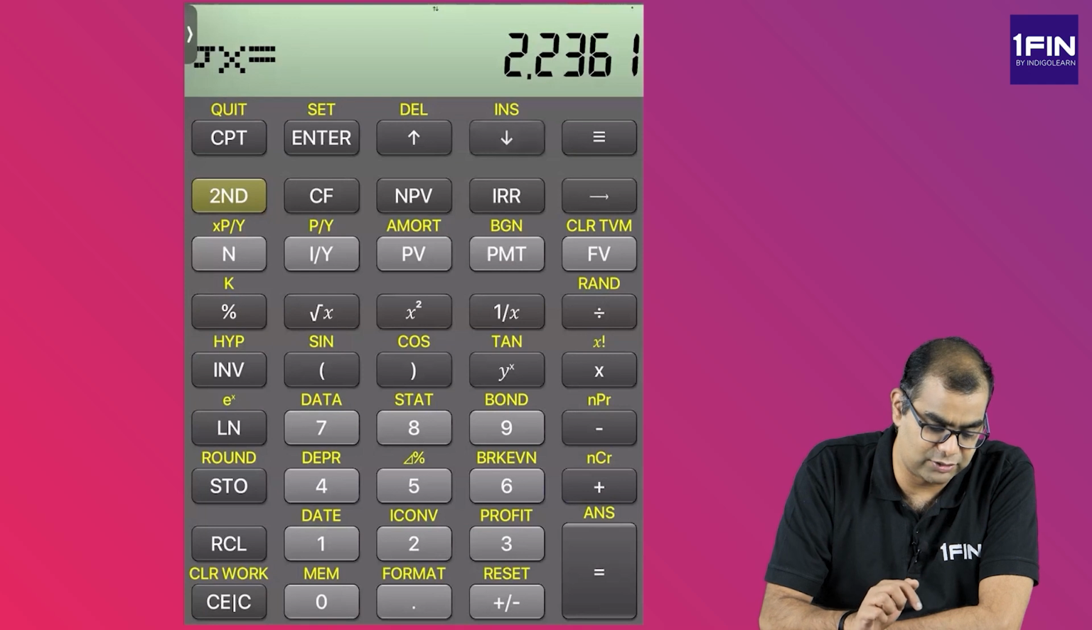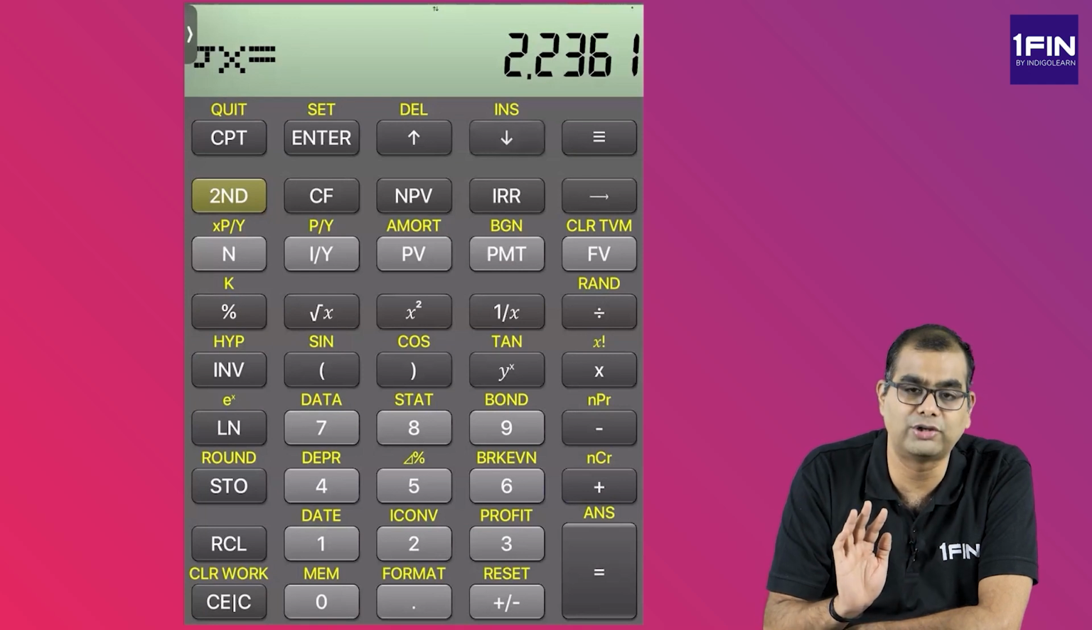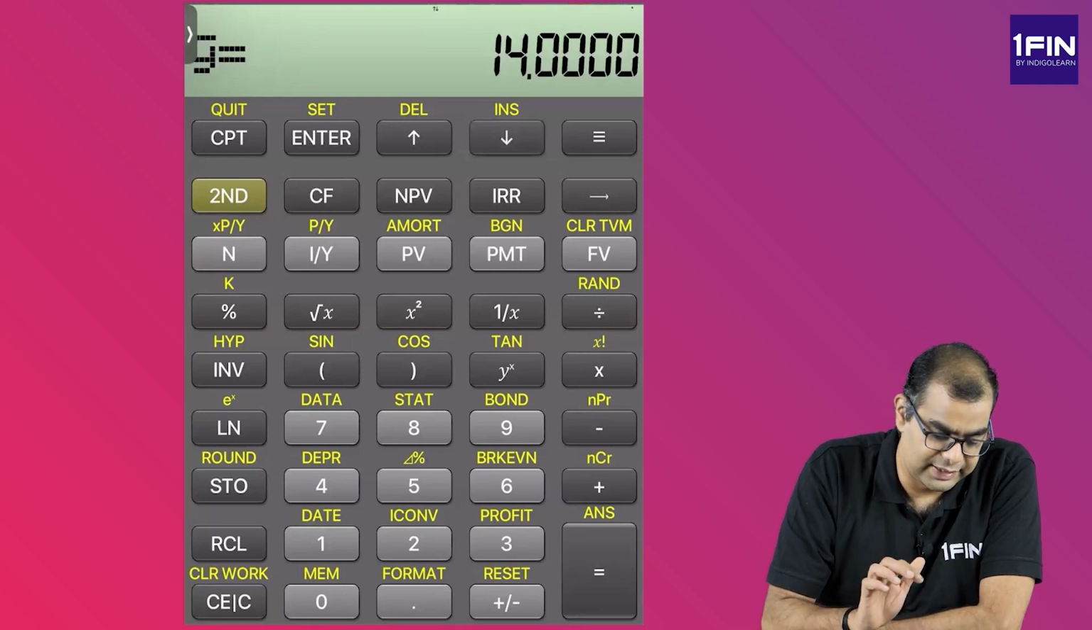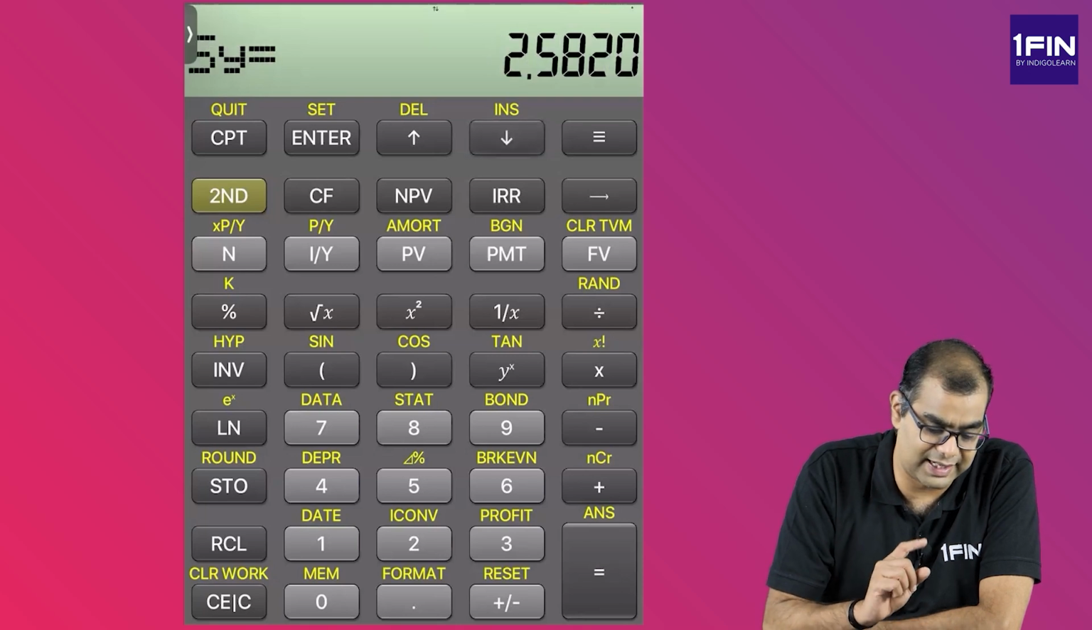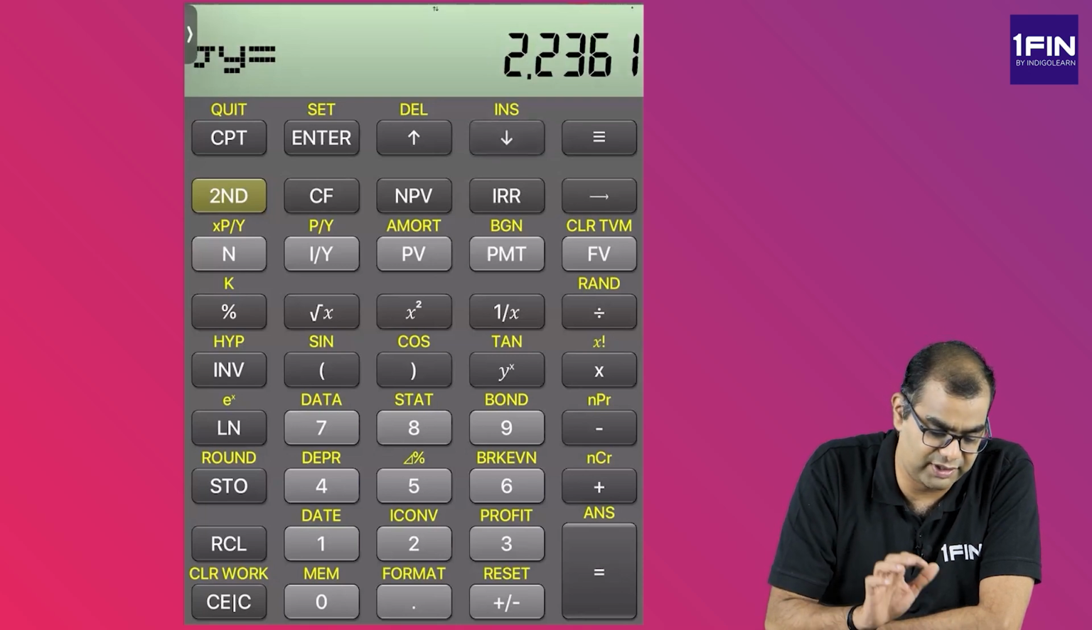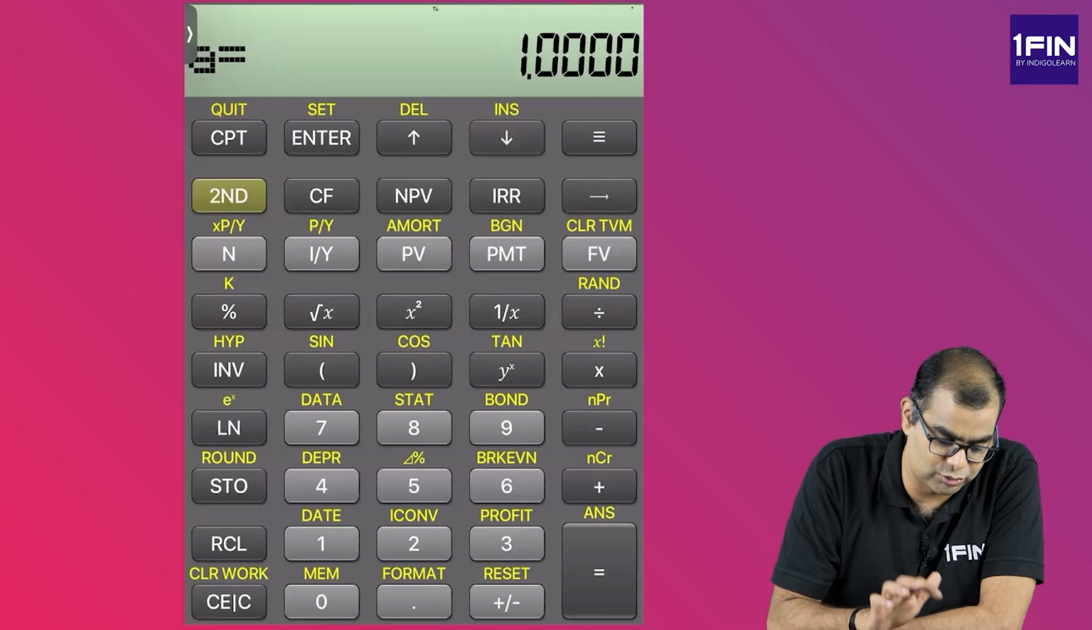Now press the down arrow. The population standard deviation is 2.2361. Then y mean, which is the average of y, is 14. Then the sample standard deviation of y is 2.5820, and the population standard deviation of y is 2.2361.